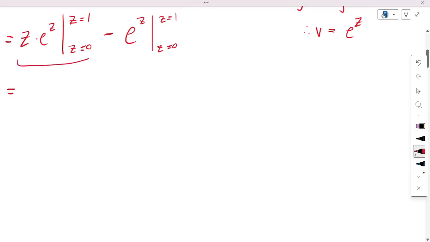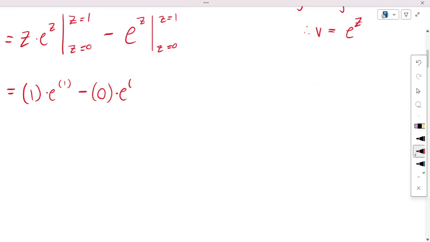So let's evaluate z times e to the z first, right? So first of all, what we are going to be using is our f of b minus our f of a, to evaluate. And what is our a value? Well, or our b value? Our b value is just going to be this one here, and our a value is going to be the lower limit. Okay. So now let's do that. So first of all, we're going to be working with the 1. So it's going to be 1 multiplied by e to the 1. And then this is going to be minus. We're going to have the 0 now. So it's going to be 0 multiplied by e to the 0.